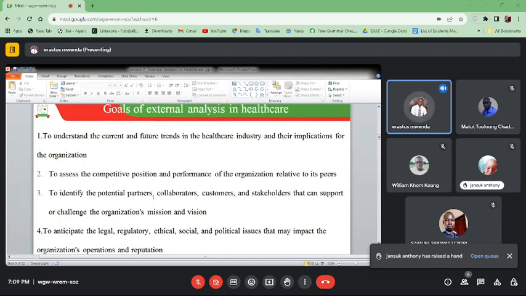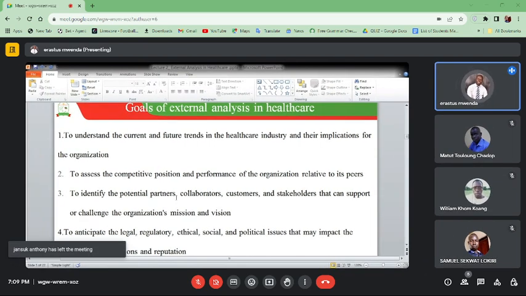And also external analysis is very, very important because we are able to assess the competitive position and performance of the organization in relation to our peers. Our peers, or peers in the language of competition, are those people that we are in the same industry, offering same services. So once we do external analysis, then we are able to know as a healthcare organization, where do we stand to be able to offer the services? Are we better than our competitors, or we are not strategically placed to be able to offer these services?